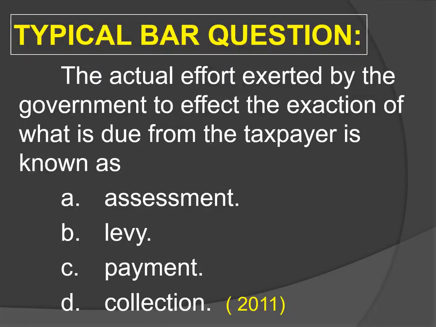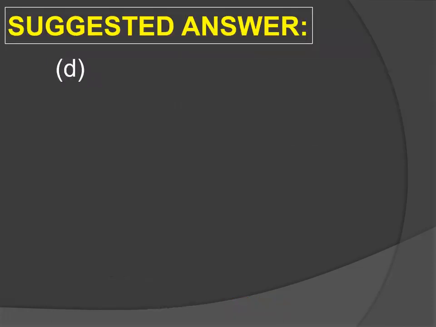What type of bar question was asked? We have a multiple choice here. And take note, I doubt if you're going to have a problem asked using multiple choice in your examination. But even then, you might be an undergraduate student and your professor might want to use the multiple choice method. In that case, what I would suggest is that you look at the stem, and the stem here is what the examiner wants. For example, the actual effort exerted by the government to effect the exaction of what is due from the taxpayer is known as what? Of course, it's known as collection. The answer is D.